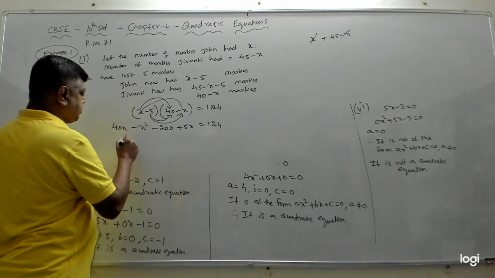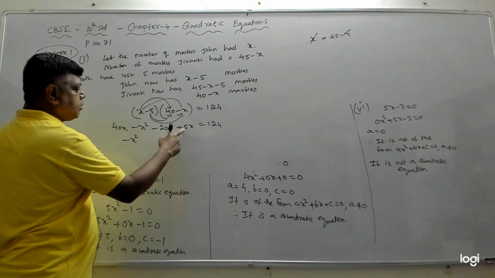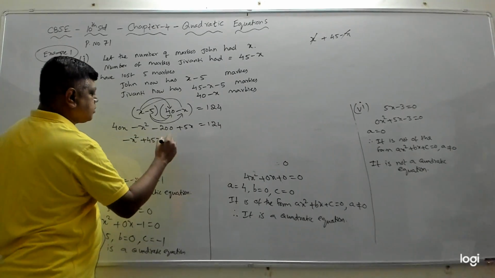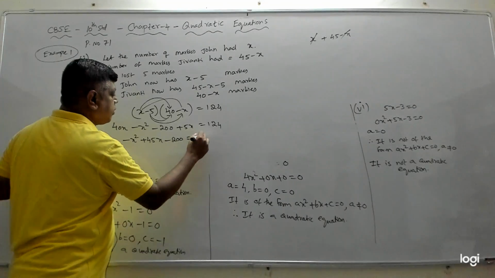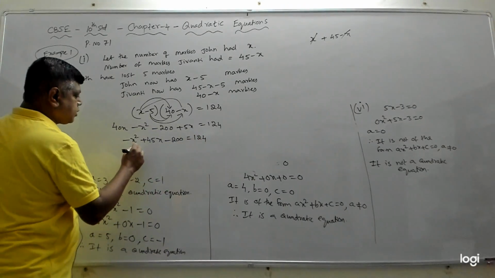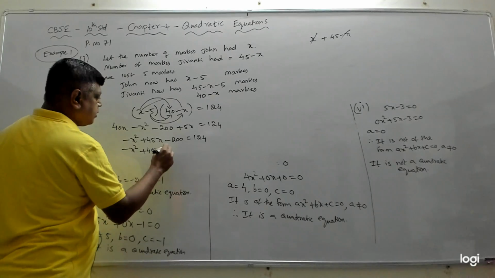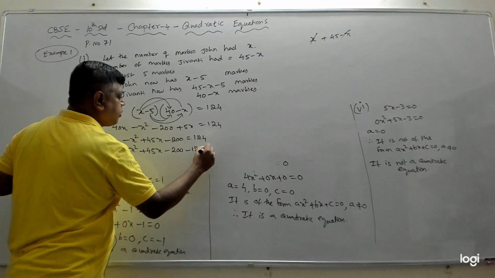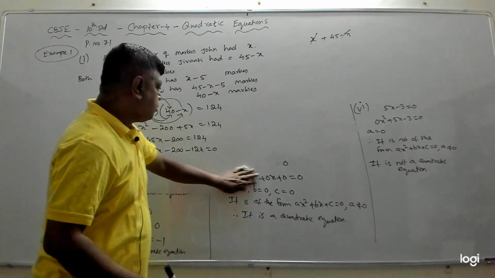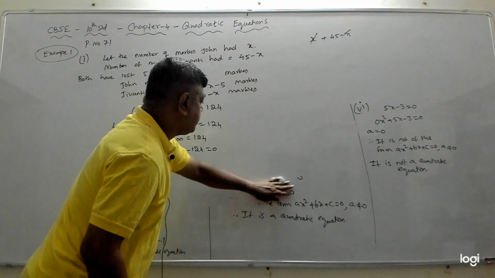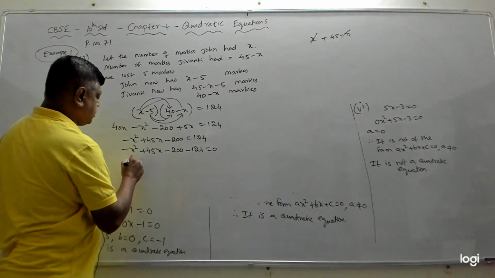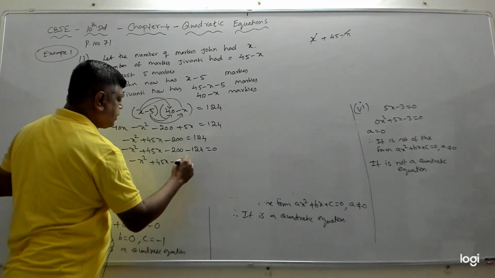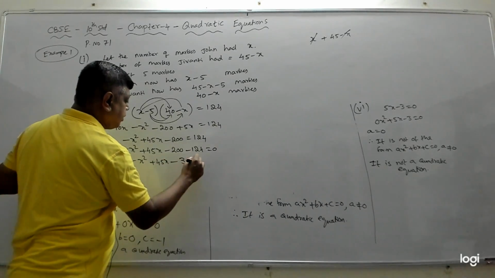Now I'll take minus x square. Then 40x plus 5x will become 45x. This is minus 200, equal to 124. So I'll have minus x square plus 45x minus 200. We'll bring this 124 also to this side, so it will become minus 124 equal to 0, because we want to make sure that we have 0 on the right hand side. So this is minus x square plus 45x, and 200 plus 124 is minus 324, equal to 0.